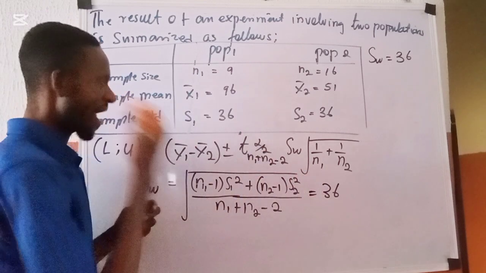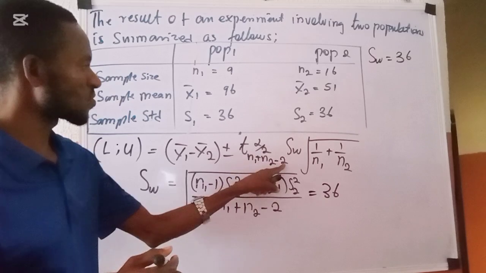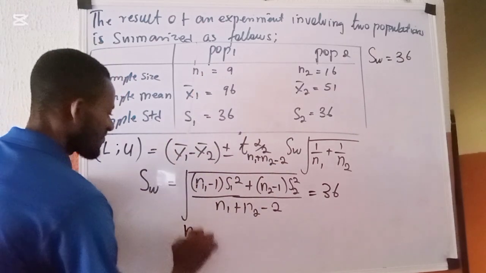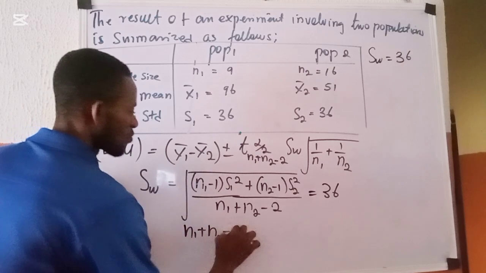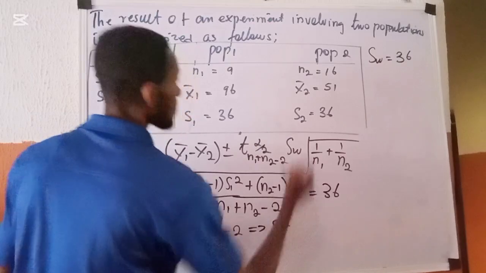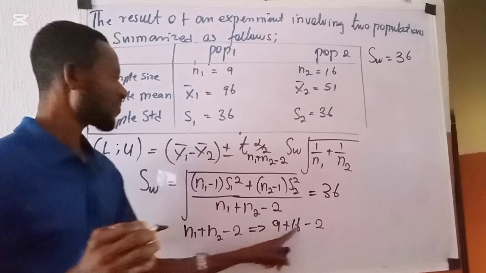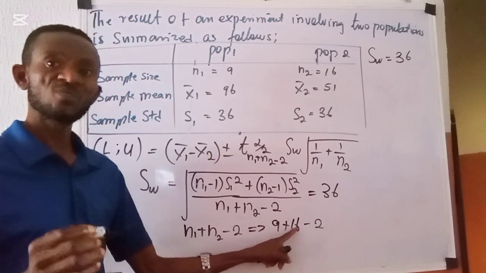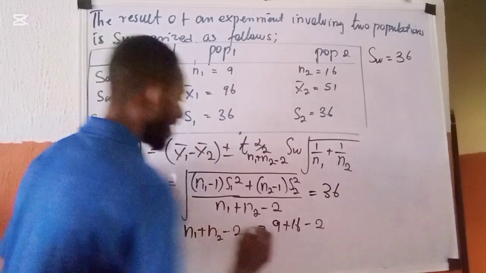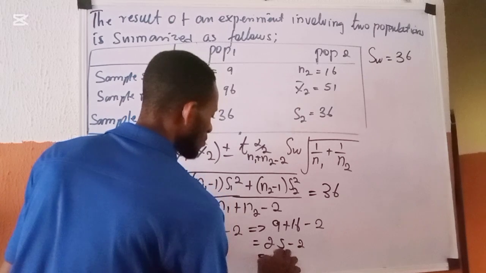Then we now come over here. Before we come over here, we should now know our n1 plus n2 minus 2. n1 is 9, n2 is 16, so I have 9 plus 16 minus 2. 9 plus 16 will give me 25, so this becomes 25 minus 2, which gives me 23.